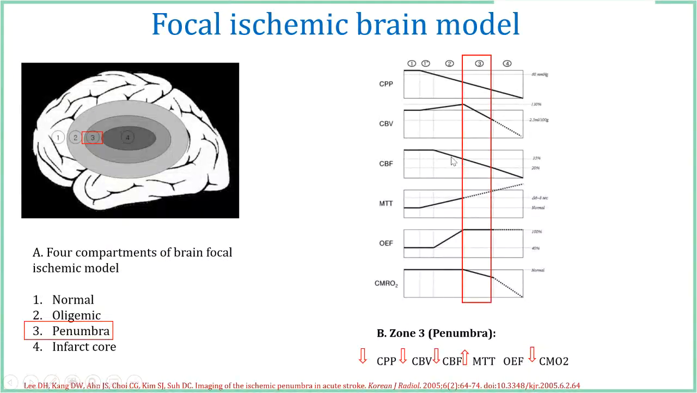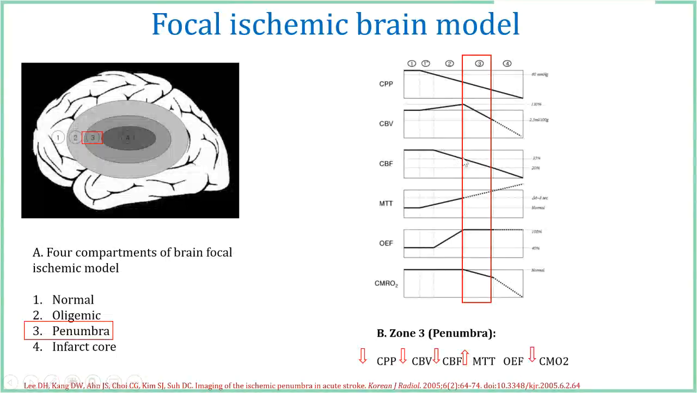As there is a decline in cerebral blood flow, cerebral autoregulatory capacity will vasodilate and increase the cerebral blood volume. The brain will extract as much oxygen as possible to survive, and the cerebral metabolic rate of oxygen remains stable. This happens in an oligemic area.